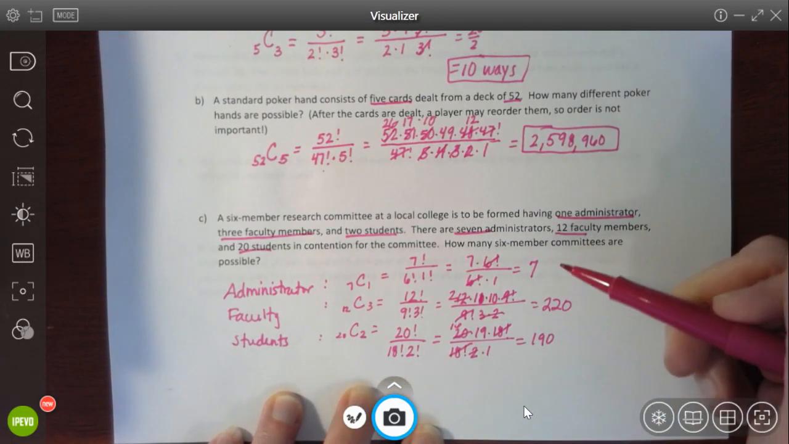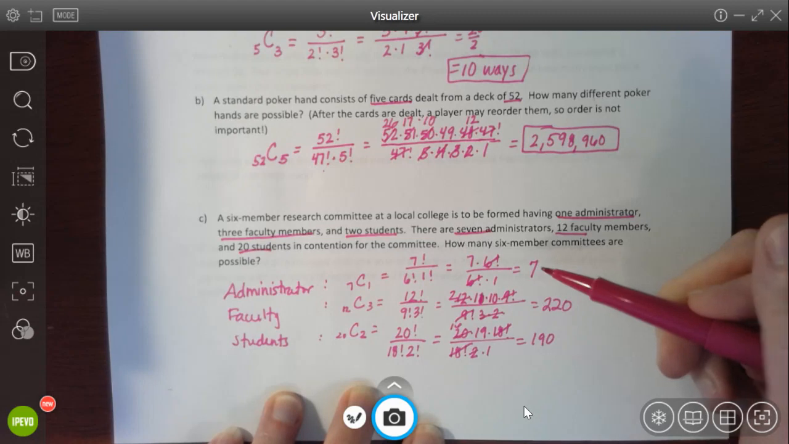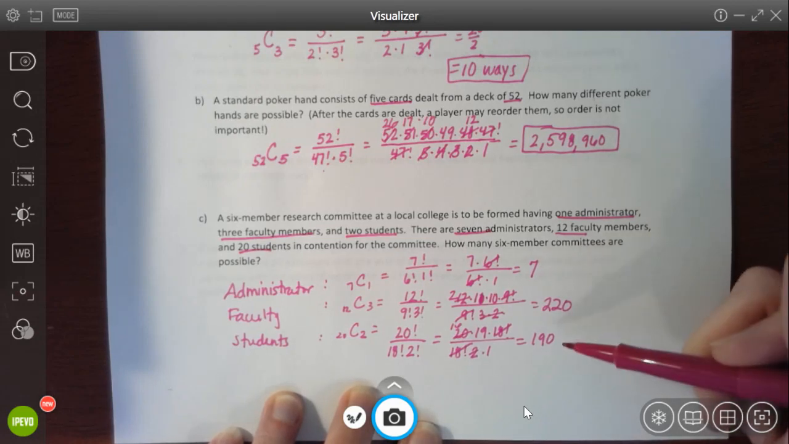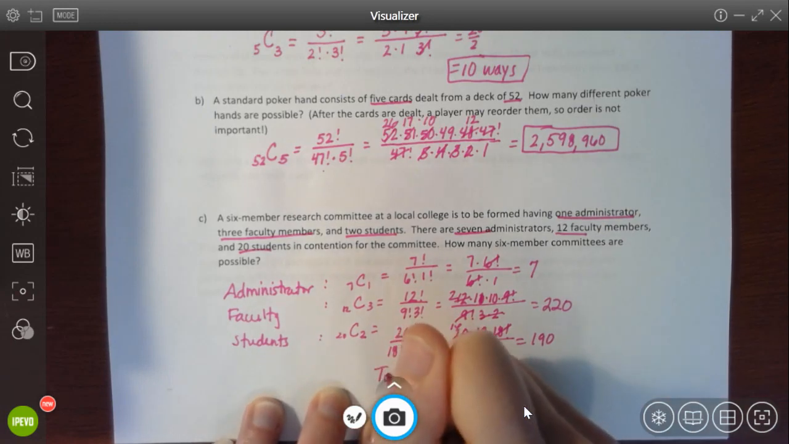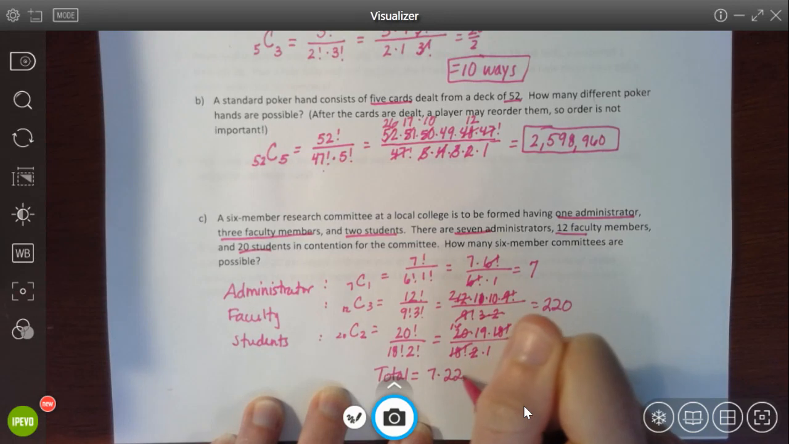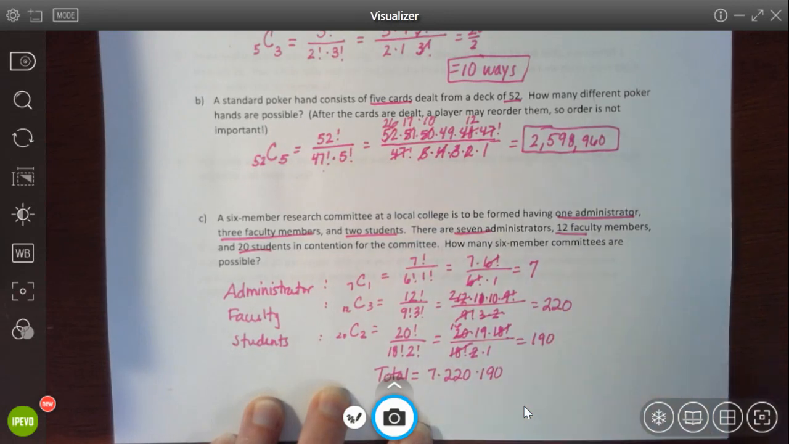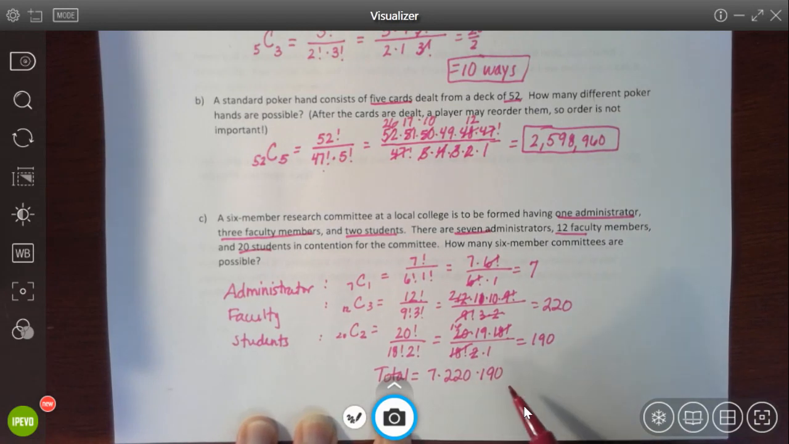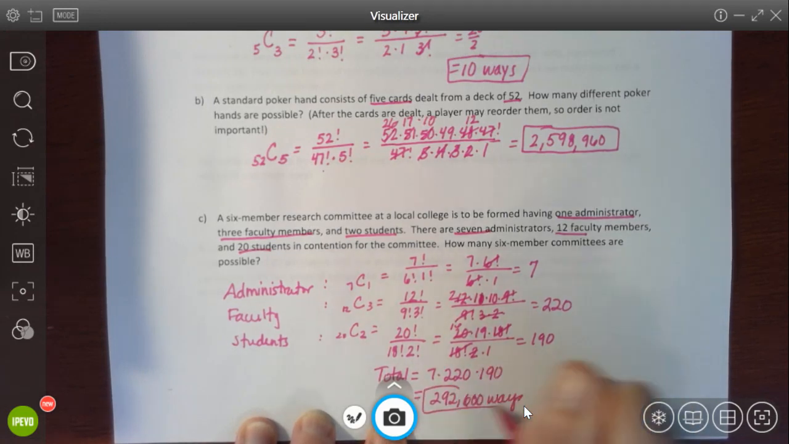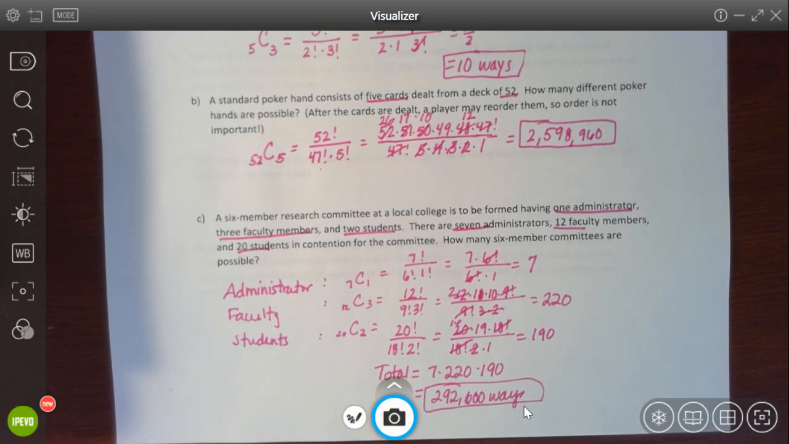So now I know that there were 7 ways that I could choose administrators, 220 ways I could choose faculty members, and 190 ways that I could choose students. To get the total ways to create the committee, all I have to do now is multiply all of those sets together. So if we take 7 times 220 times 190, we find out that there are 292,600 ways that this committee could be formed.